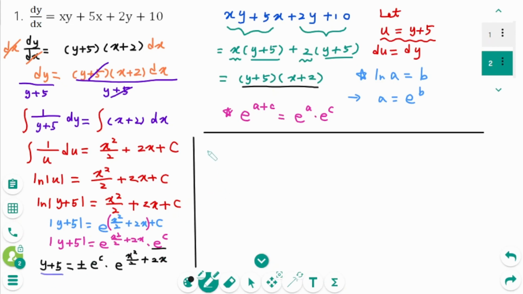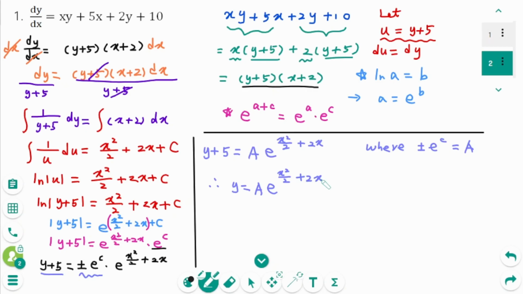Then y plus 5 equals, where plus minus e to the power of c is a, then a times e to the power of x squared over 2 plus 2x. Then y equals a times e to the power of x squared over 2 plus 2x, move 5 to the right, then minus 5. This is the general solution.